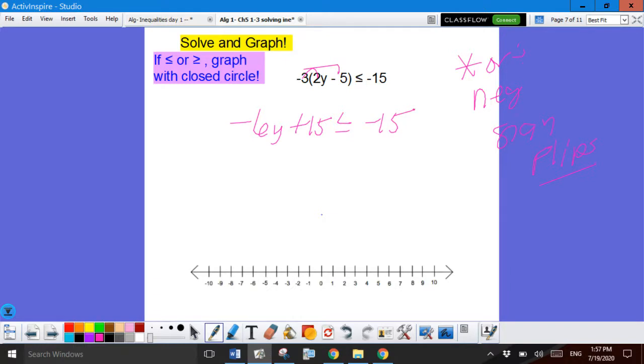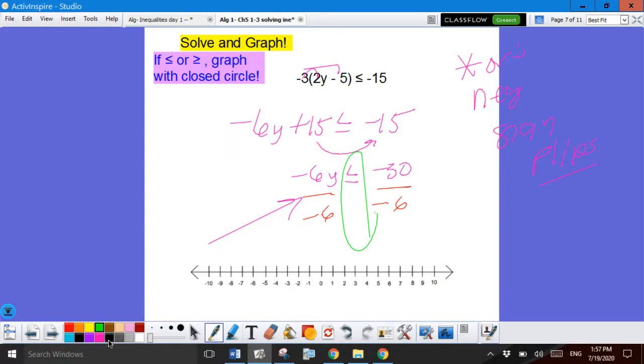Okay, let's see how you did. So when I distribute, I have negative 6y plus 15 less than or equal to negative 15. So if I move my 15, negative 6y less than or equal to negative 30. So here I am dividing by a negative. That means this has got to flip. So y greater than or equal to 5. So closed circle to the right, and I'm talking about these being solutions.